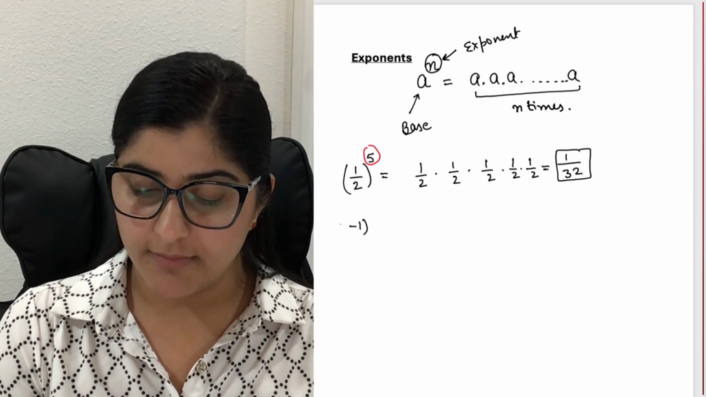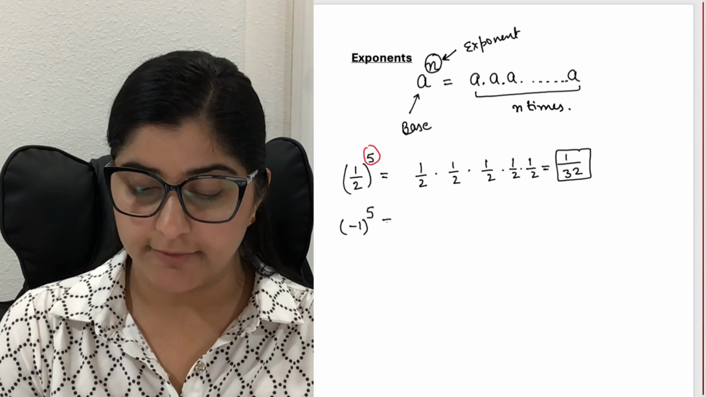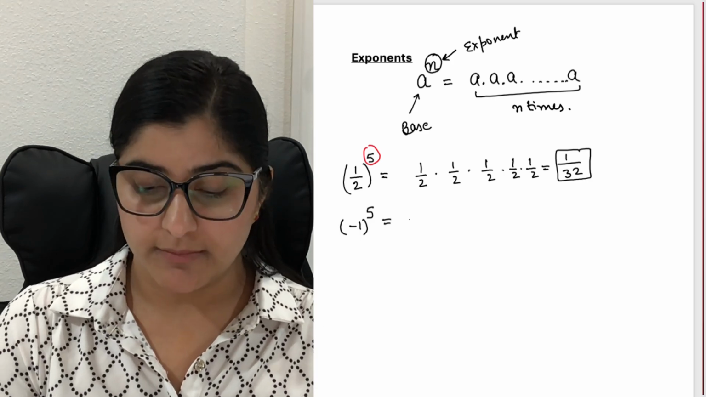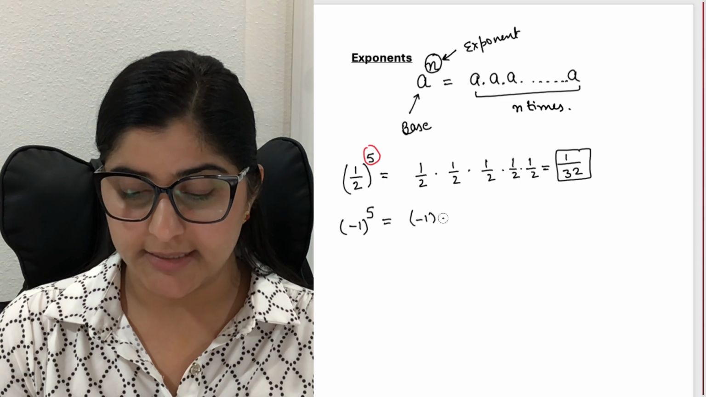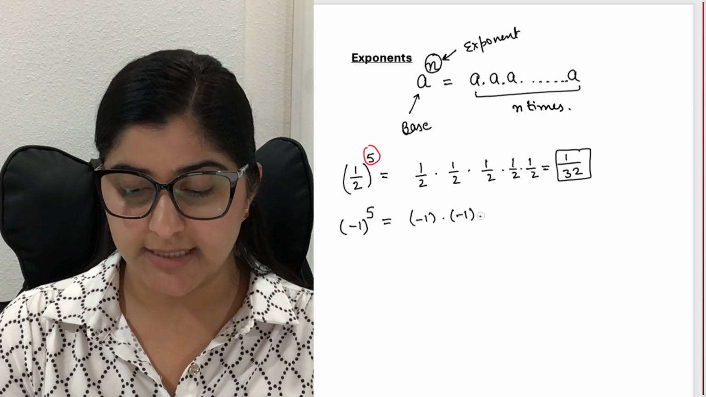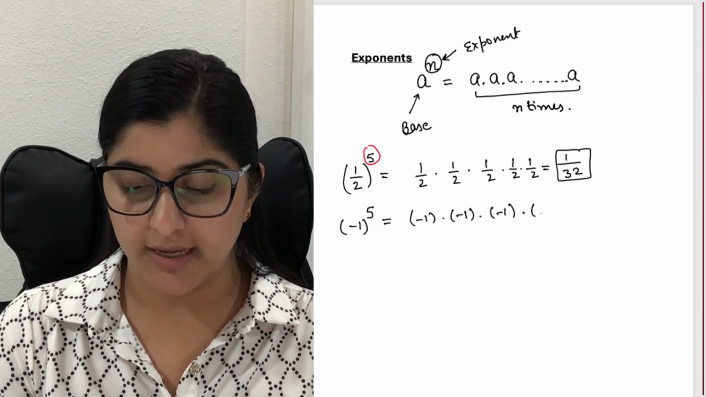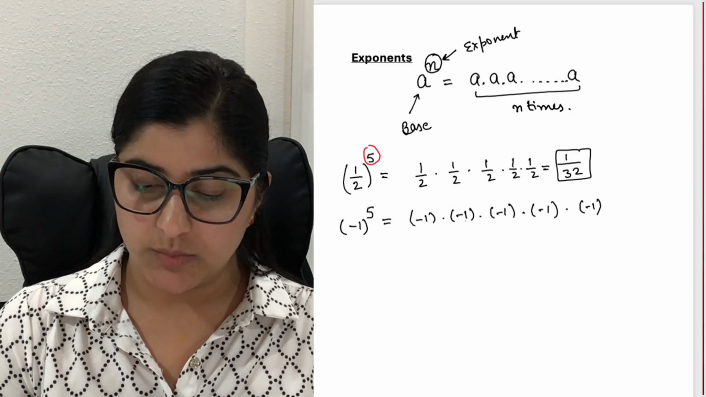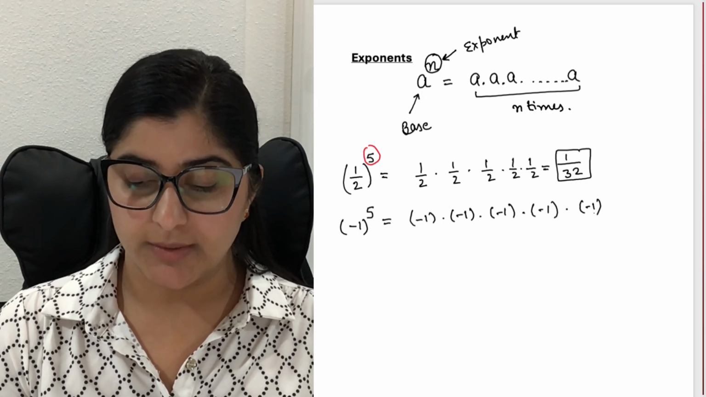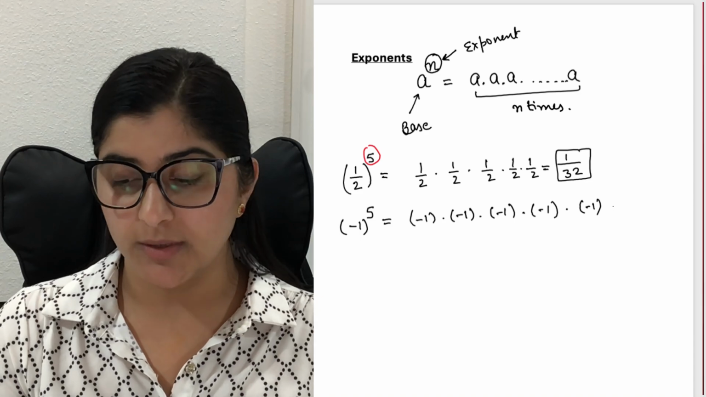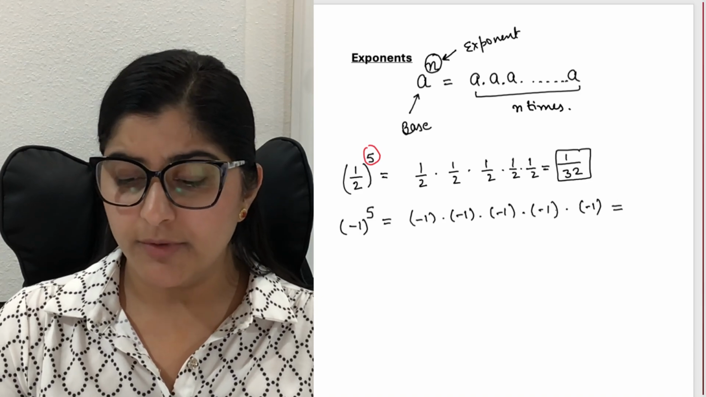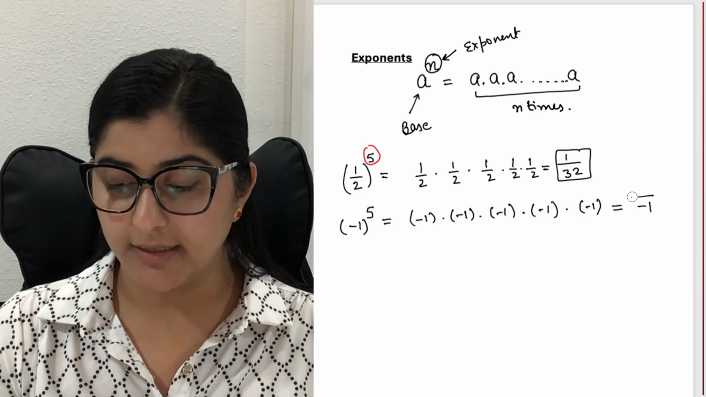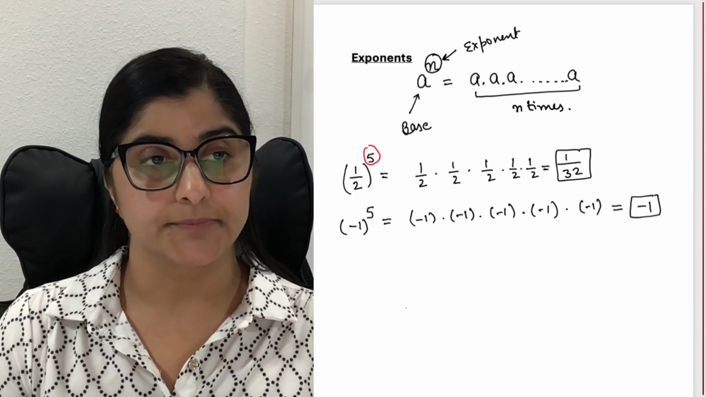Now if you have minus 1 to the power 5. Again it is a repeated multiplication. We are multiplying the base by itself and the exponent is telling us we are multiplying 5 times. So minus 1 times minus 1 times minus 1 times minus 1 times minus 1. So we have an odd number of minus signs. So 1 times 1 is 1 and the final answer will be negative 1.